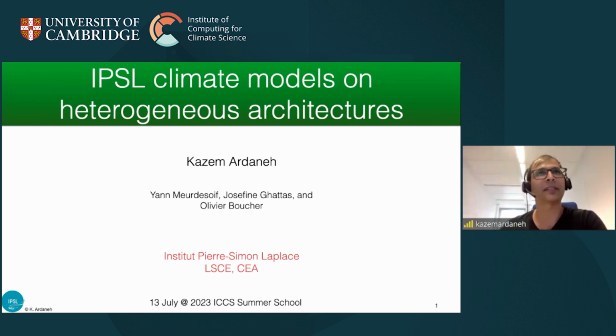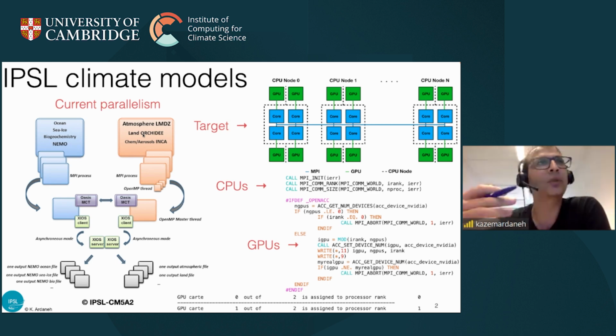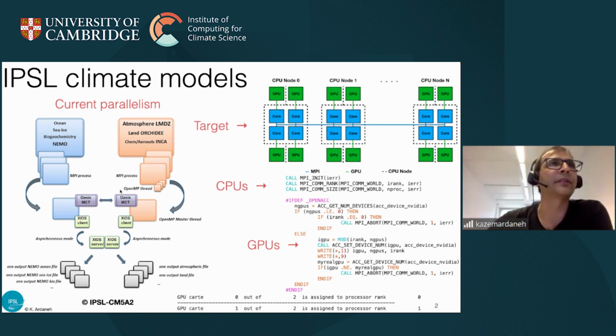I am Kazem Ardaneh, computer scientist at IPSL, and I will talk about IPSL climate models on heterogeneous architecture. At the moment, the IPSL climate models, on the left of the screen, have the atmosphere model plus the land model, which are coupled together, and then we have an ocean model for the oceanic part, and also XIOS for handling the input-output data.